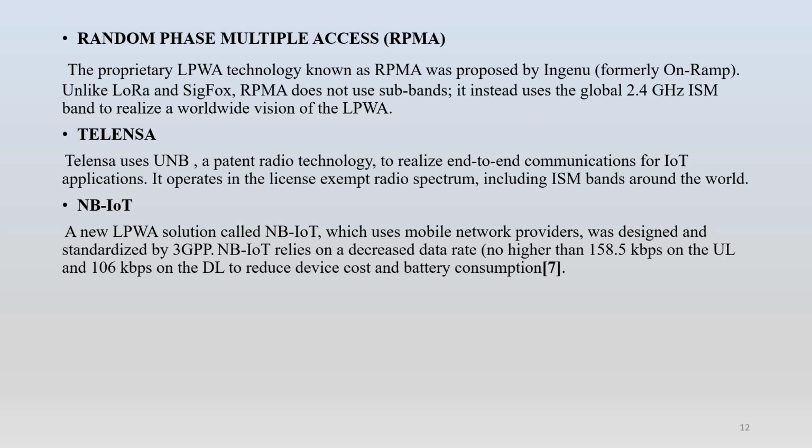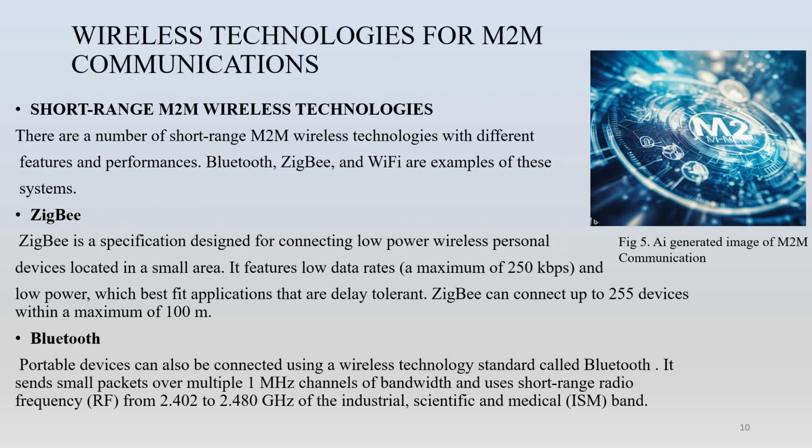NB-IoT relies on a decreased data rate, no higher than 158.5 kbps on the UL and 106 kbps on the DL, to reduce device cost and battery consumption. So these are about the wireless technologies for end-to-end communication.